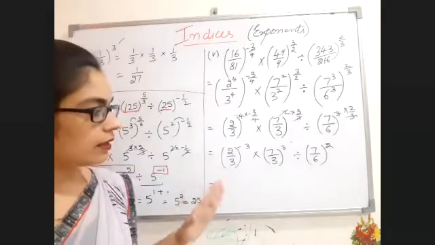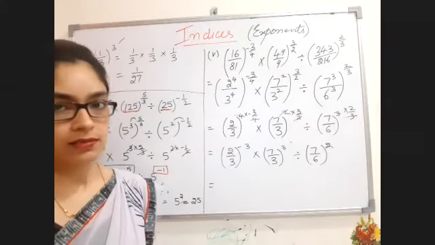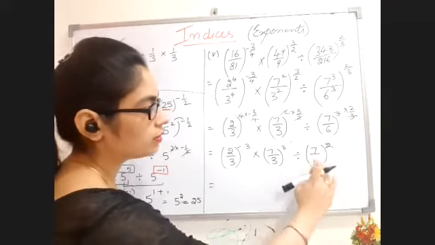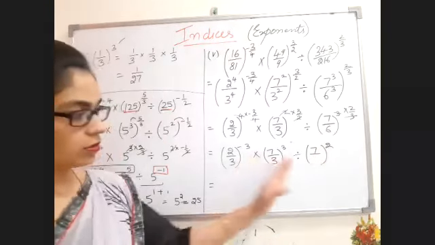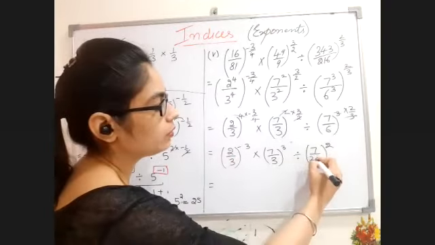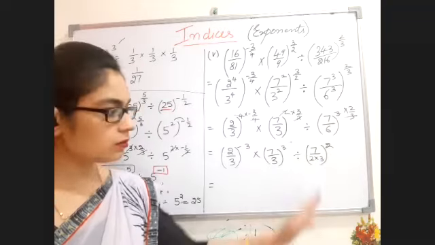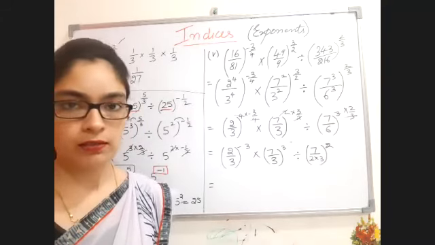Now see, in each step we have to see whether any same base is there or not. And this 6 also we can write, because 6 is not there, but everywhere I have 2 also, I have 3 also. So write 6 as 2 into 3, because 2 into 3 is 6.